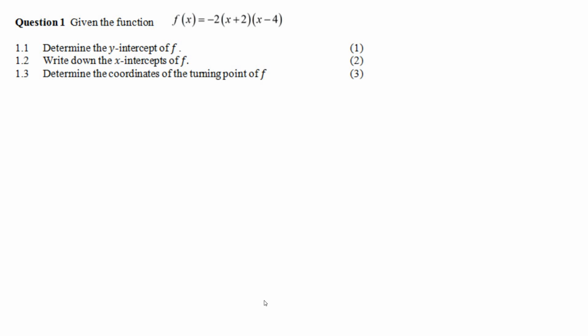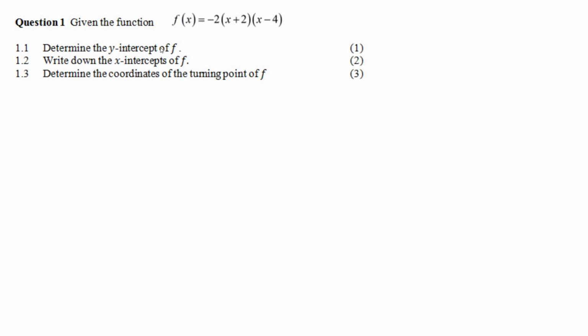Okay, let's try this practice control test, and we're given a function. It's f(x) = -2(x + 2)(x - 4). Hey, that's x times x, which is x squared. That looks like a quadratic. That must be a parabola. The first question's pretty darn easy.